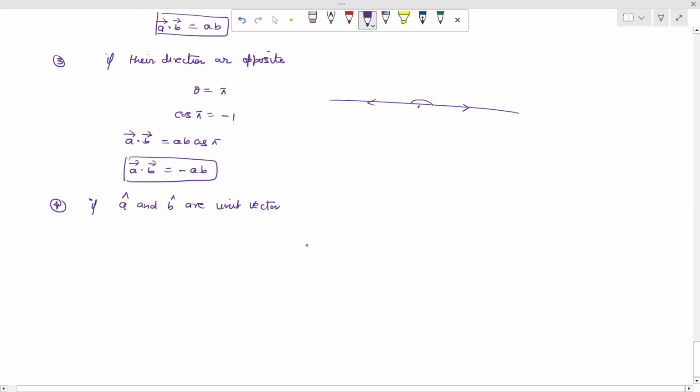Are unit vectors, so that the magnitude of unit vector A is equal to 1 and the magnitude of unit vector B is equal to 1. So then we have unit vector A dot unit vector B is equal to cos theta.